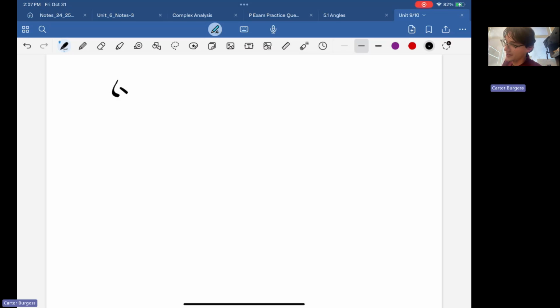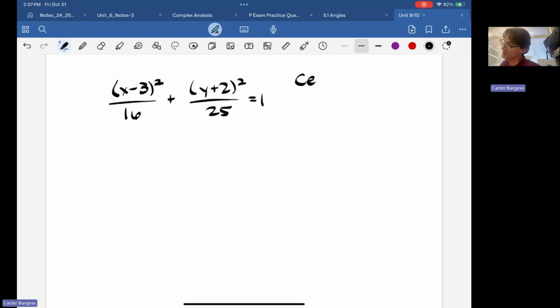For our equation, x minus 3 squared over 16 plus y plus 2 squared over 25 equals 1, what is our center? Three, negative 2 is correct. Opposite of the x, opposite of the y. Okay. Try figuring out your A, your B, your C, and then try graphing this.